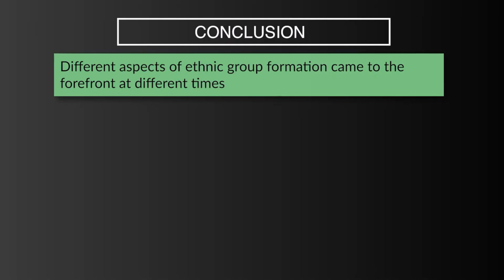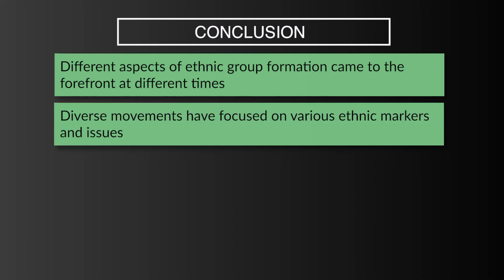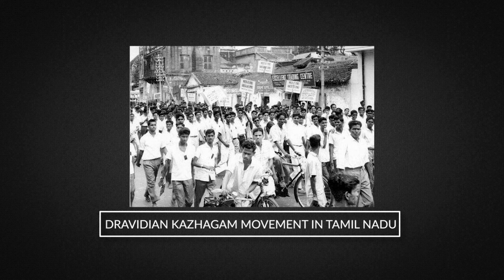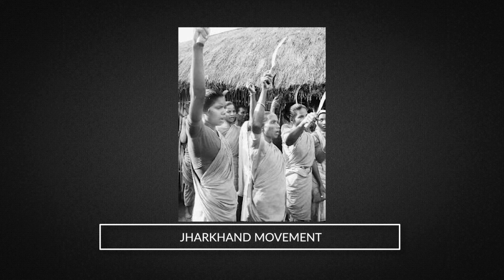Different aspects of this ethnic group formation come to the forefront at different times. Diverse movements adopt ethnic markers and issues in order to foreground their distinctiveness. For example, the question of language becomes important in the case of the Dravida Munnetra Kazhagam in Tamil Nadu. The Jharkhand movement, which led to the formation of the Jharkhand state, gave importance to history, the shared experience of marginalization of the tribal people in Jharkhand. Alternatively, in Punjab, you will see that the state ethnicizing secular issues of water distribution and territorial demarcation led to the agitation in Punjab.